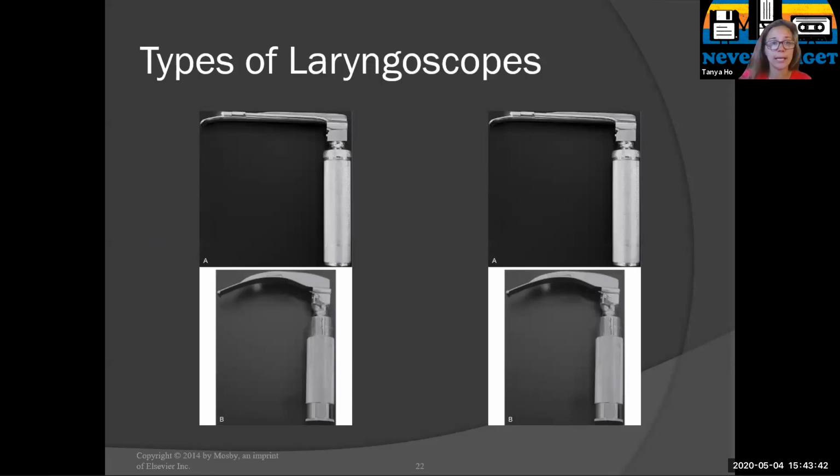This is what they look like. Okay, here you can see this is your Macintosh blade. Notice the curve. Okay, and the Miller blade is straight. This handle generally has batteries in it. And then here's your little flashlight at the end.